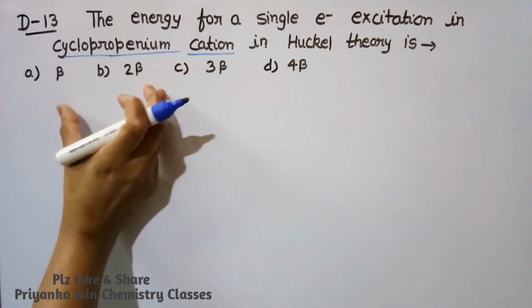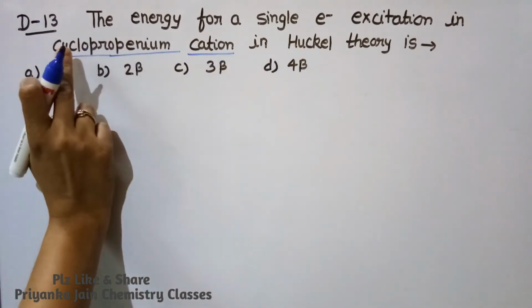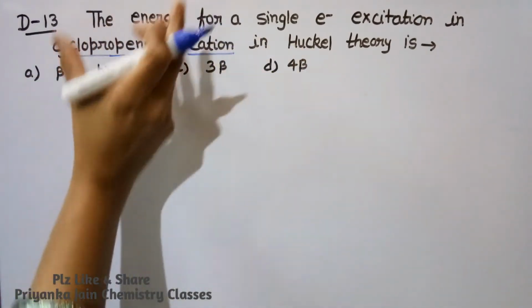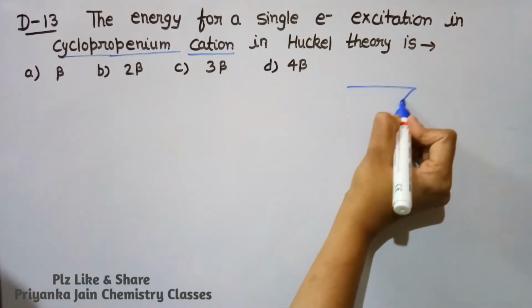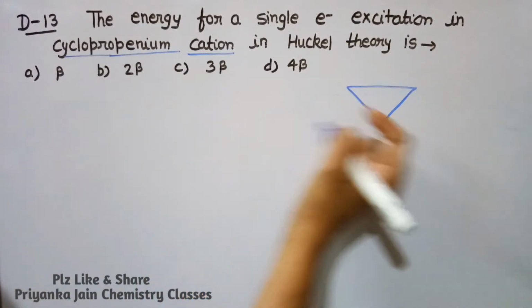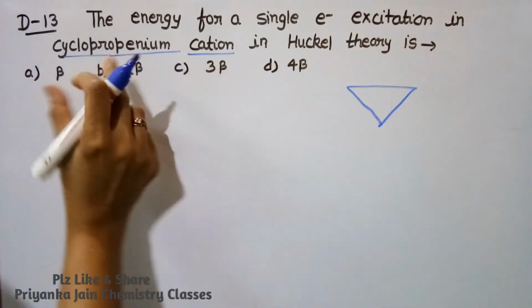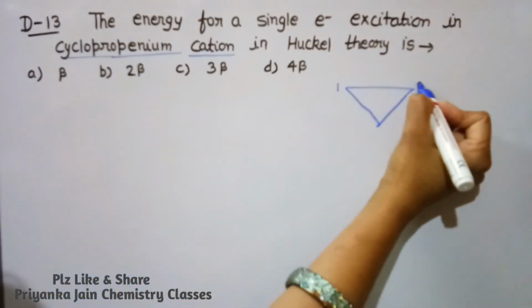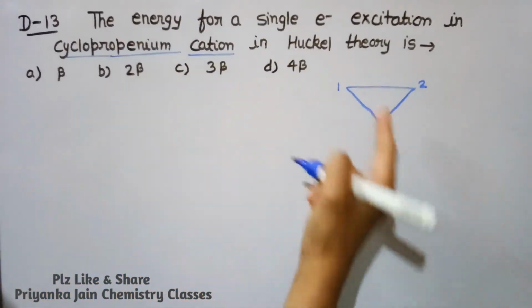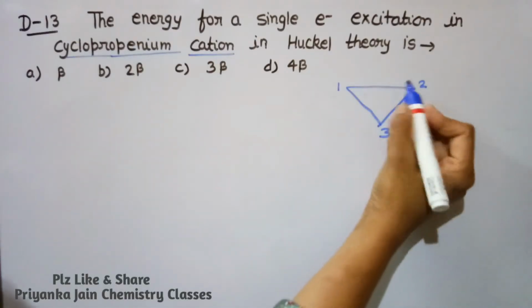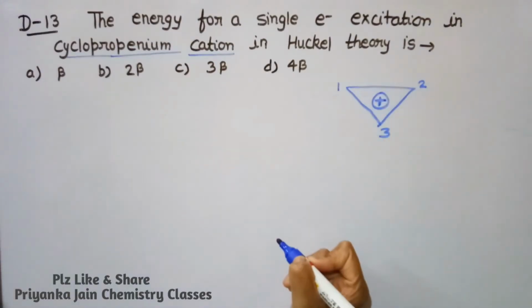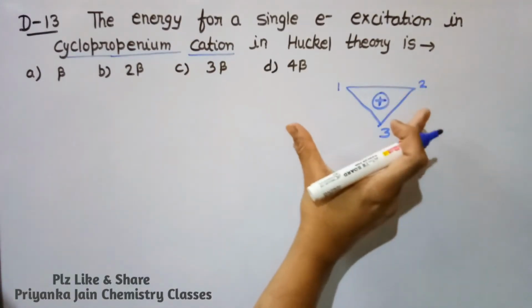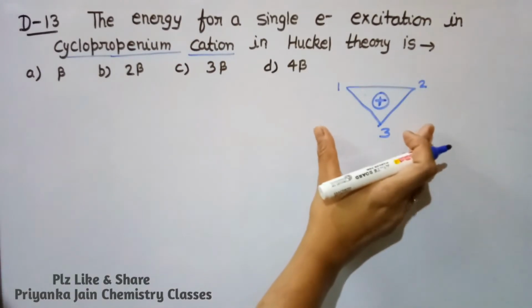So we are studying here the Huckel's molecular orbital theory for the cyclopropenium cation and how to solve this particular question. See here, firstly the structure of this ion, the cyclopropenium cation. It means there are 3 carbon atoms, 1, 2 and 3. Actually it is an aromatic compound, and so the charge will be here in this manner.